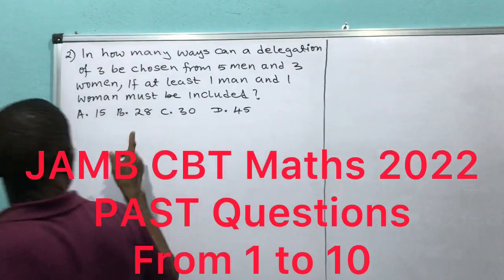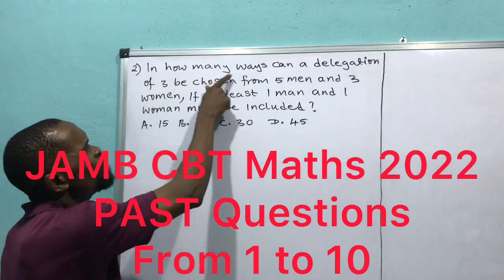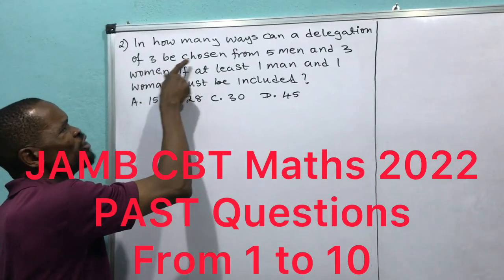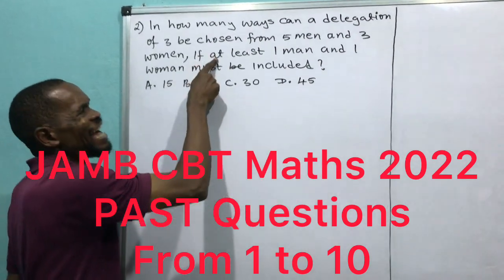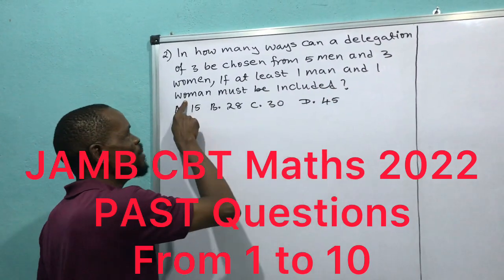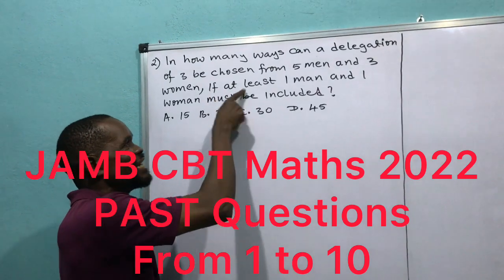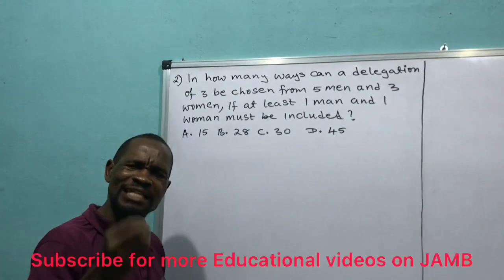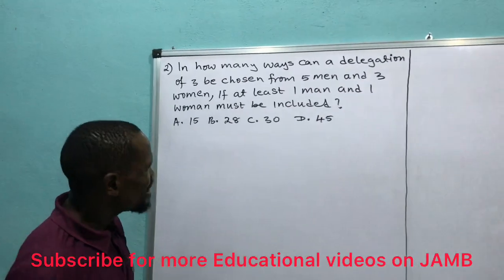Question number 2. We are now in question number 2. Question number 2 says, in how many ways can a delegation of 3 be chosen from 5 men and 3 women, if at least 1 man and 1 woman must be included? That means there is a condition. So let's go to solution.